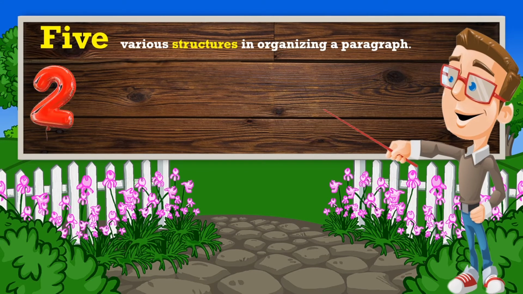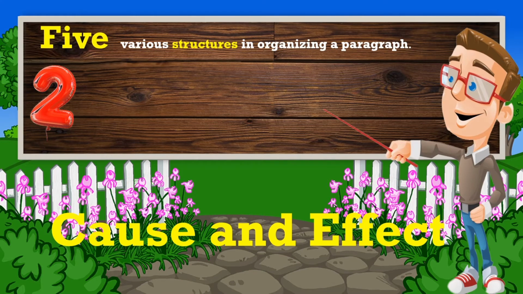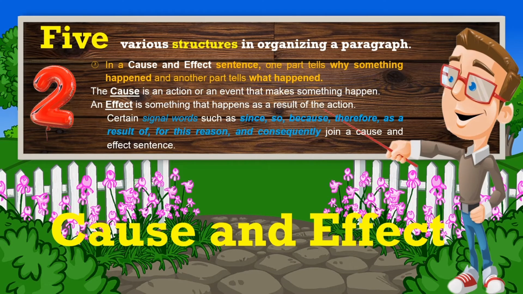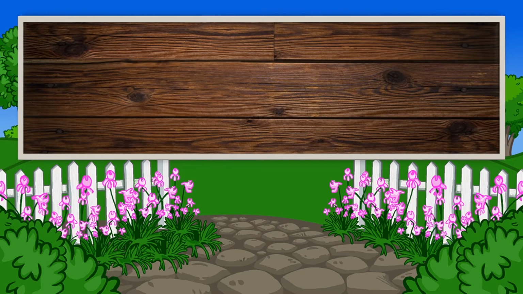The second structure in organizing a paragraph is cause and effect. In a cause and effect sentence, one part tells why something happened and another part tells what happened. The cause is an action or an event that makes something happen. An effect is something that happens as a result of an action. Certain signal words, such as since, so, because, therefore, as a result of, for this reason, and consequently, join a cause and effect sentence.